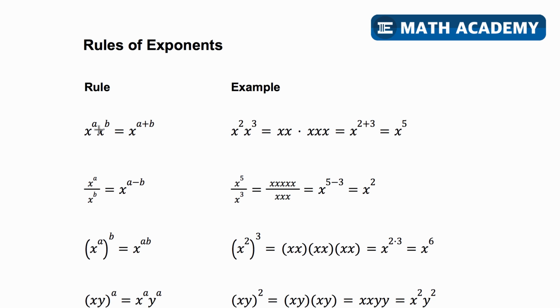There's 8 different rules, and we'll cover each one at a time. The first one is x to the a times x to the b. That's going to equal x to the a plus b. Let's look at an example why that's the case.